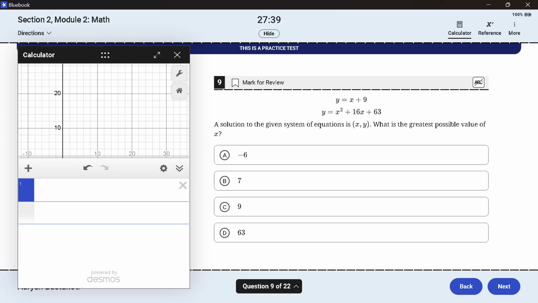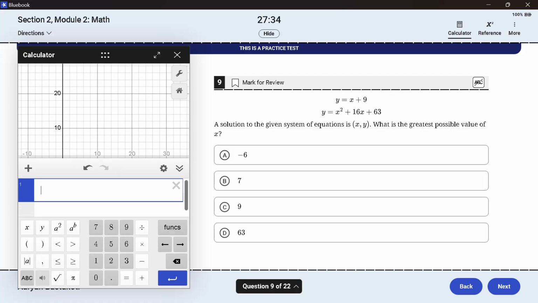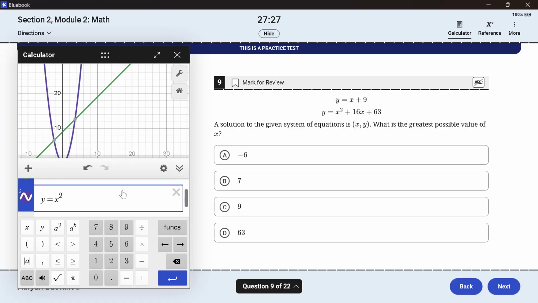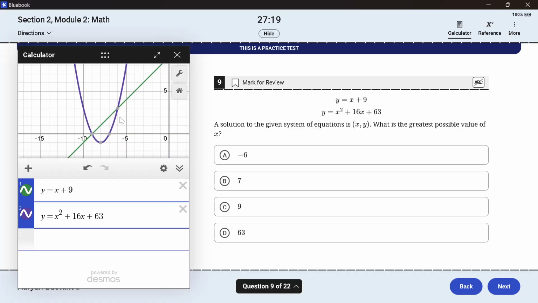A solution to the given system of equations x, y. What is the greatest possible value of x? Again, Desmos is our savior right now. 16x plus 63, which is, what can be the solution? Minus 6 is the solution, since the possible values of x are minus 6 and minus 3, no option for minus 9, so yeah, minus 6 is the right answer.